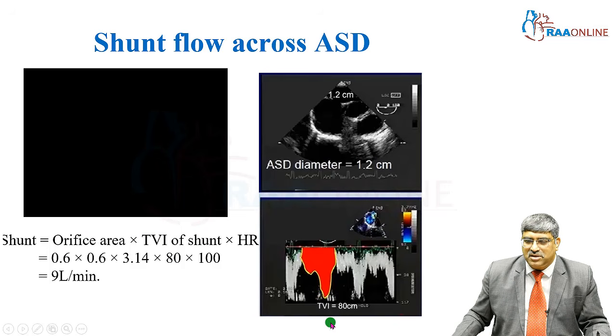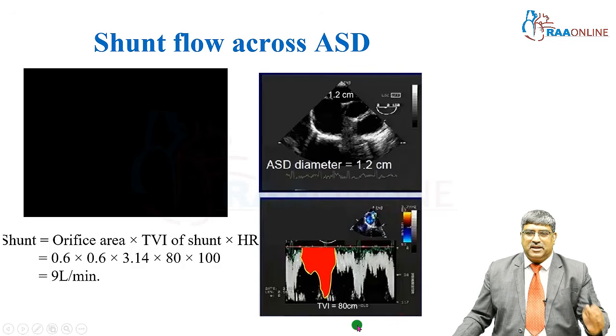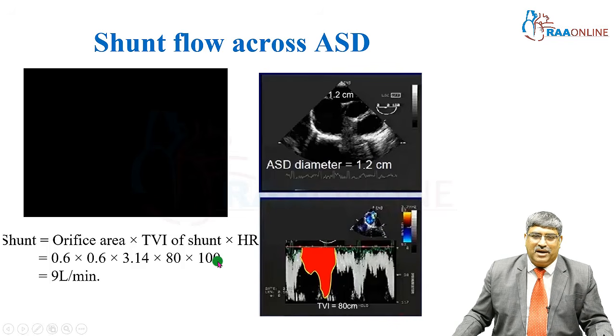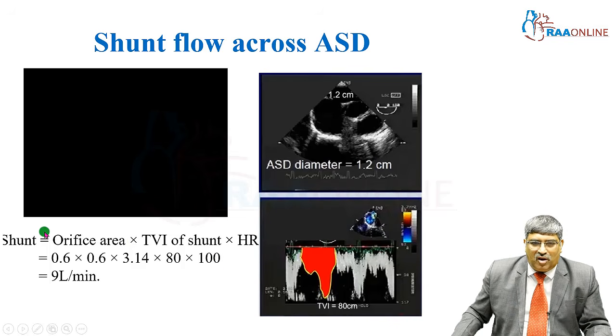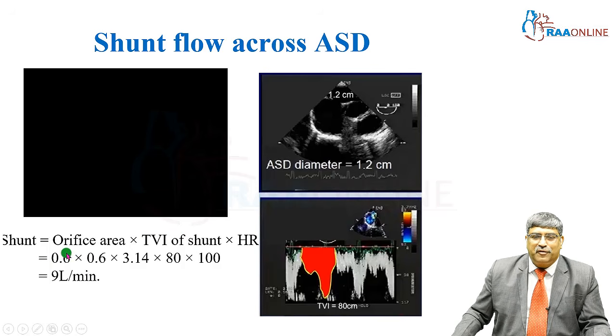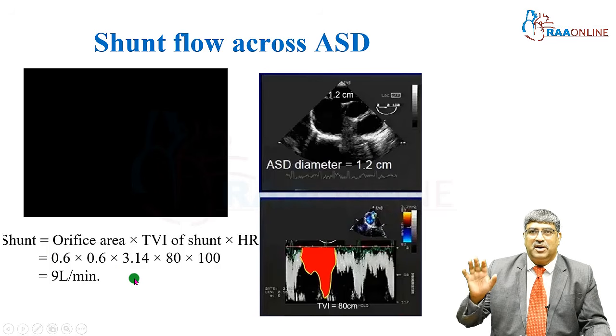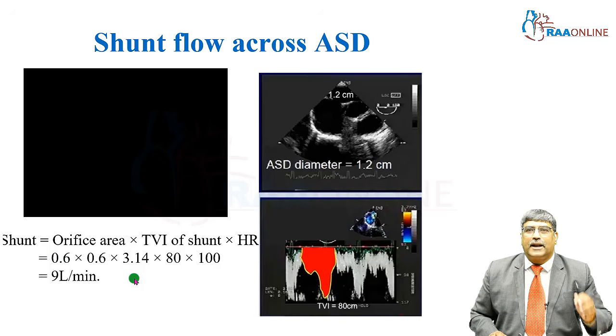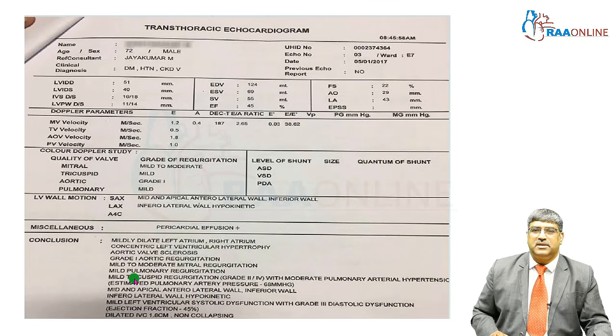ASD, you get a velocity integral of around 80 centimeter and you need the heart rate. So, shunt is equal to orifice area into the velocity integral into the heart rate. If you substitute the value, you get a left to right shunt of 9 liters per minute. This is how you calculate a shunt across the ASD.